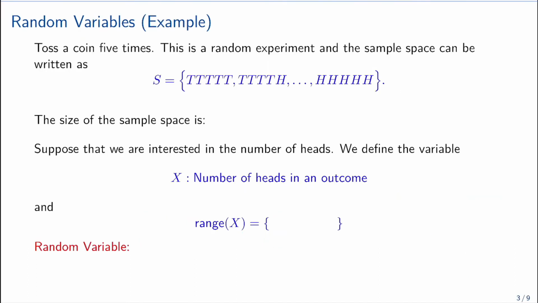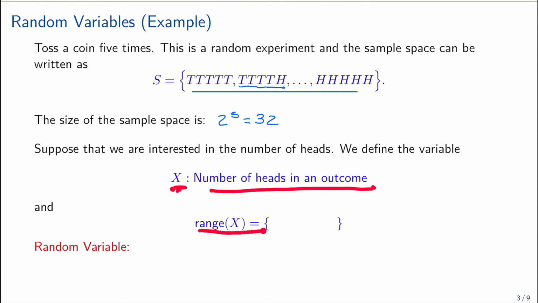Let's consider the following example. The experiment consists of tossing a coin 5 times and recording the outcome. The sample space is the set that contains all possible outcomes, and one outcome is a combination of tails and heads. The size of the sample space is 2 to the power of 5, and that's equal to 32. Now, suppose that we are interested in the number of heads. So we define the variable x as the number of heads in an outcome.